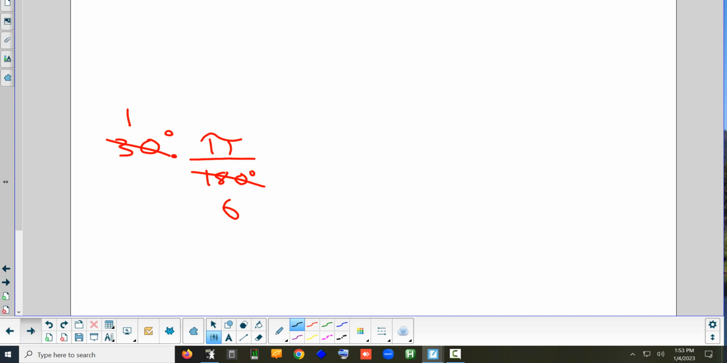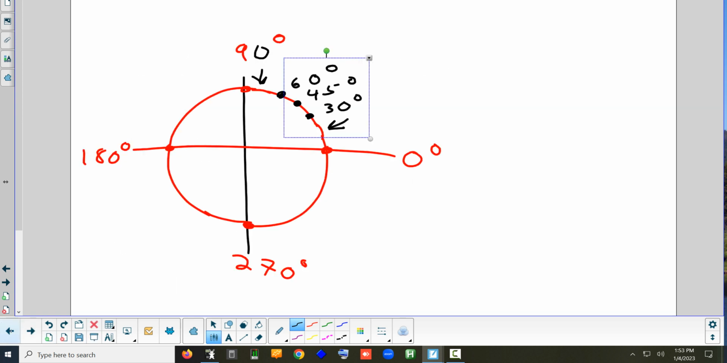All right, so let's take a look at the other two angles I mentioned, the 30 and the 60. So those are 15 degrees away from the 45 on each side.